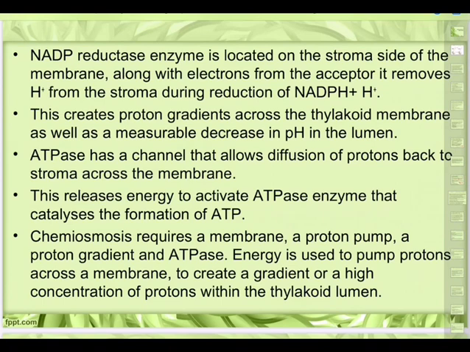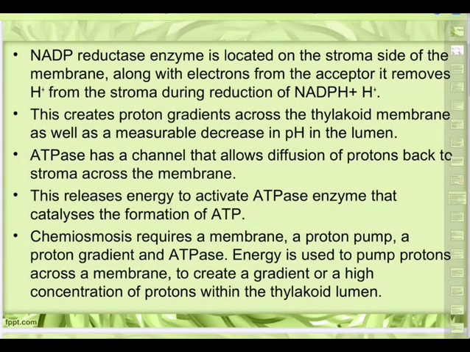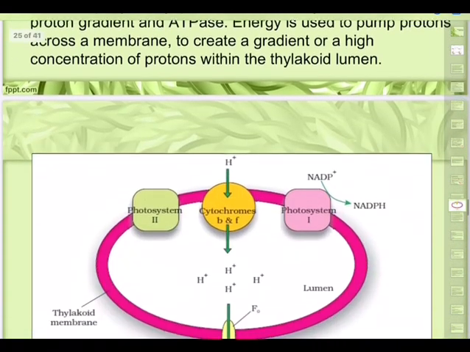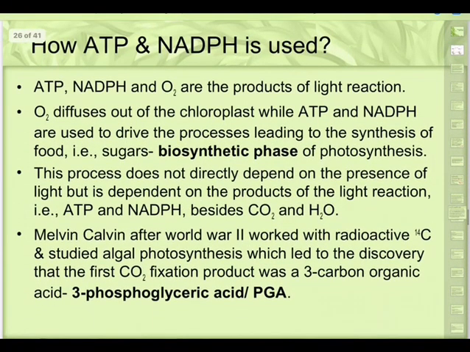The ATP channel allows diffusion of protons back to the stroma across the membrane. This releases energy to activate the ATPase enzyme that catalyzes the formation of ATP. That means in the formation of ATP, what is most important is activation of an enzyme called ATPase. ATPase gets activated only when there is decreased pH, and the decreased pH will be possible only when there is a proton gradient. So chemiosmosis requires a membrane, a proton pump, a proton gradient and ATPase.